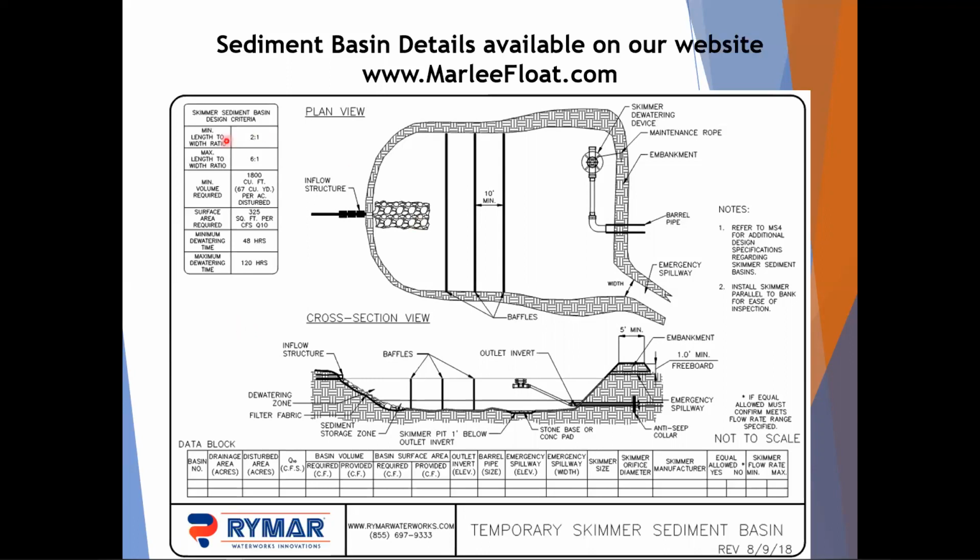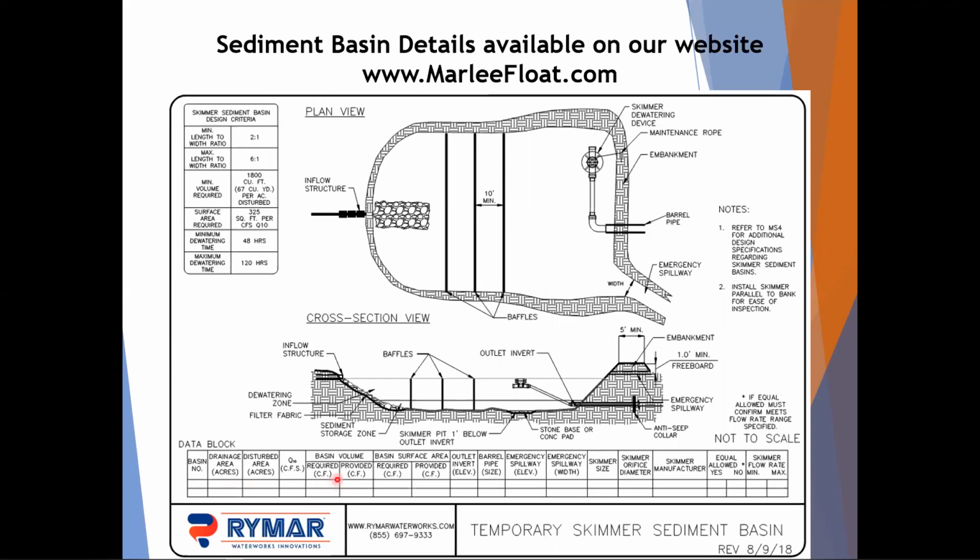They allow you to set your criteria over here as far as the minimum pond volume. Again, that may be 1,800 cubic feet or 3,600 cubic feet. The surface area. The big thing is it lets you set on your detail the dewatering time range, so you can set that to whatever you feel comfortable with if your state doesn't specify one. And then down here at the bottom, we give you a data block to put in for your basins.